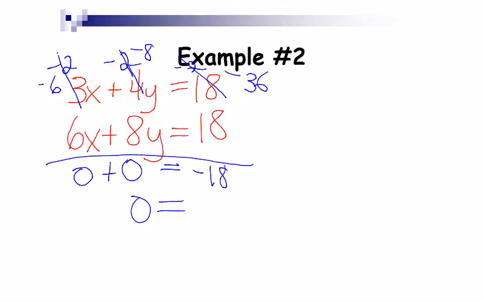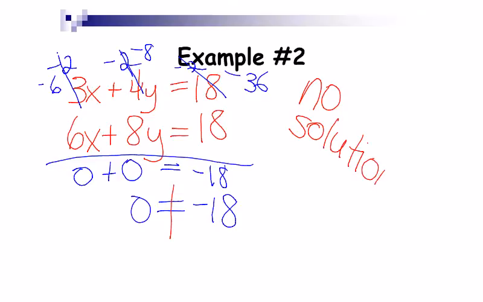And can you say that 0 equals 18? If you ever get to the situation where it's two different numbers and it is not a true statement, the answer to this is no solution. These two lines do not cross. Okay? If we have a graph with two lines that do not cross, they're parallel, then there is no solution to that system of equations. Okay, so we've talked about example 1, we actually found an intersection point. Example 2, we have no solution.